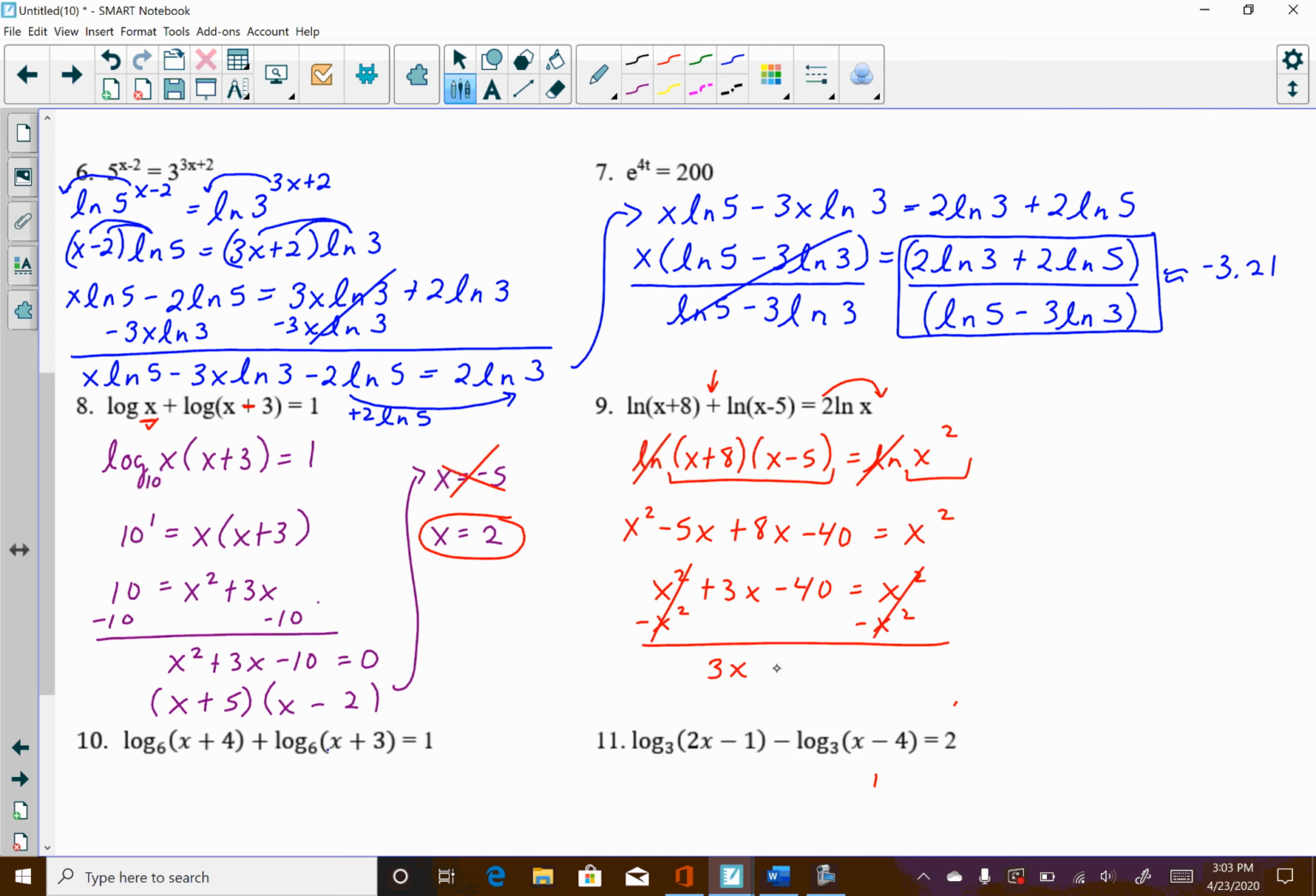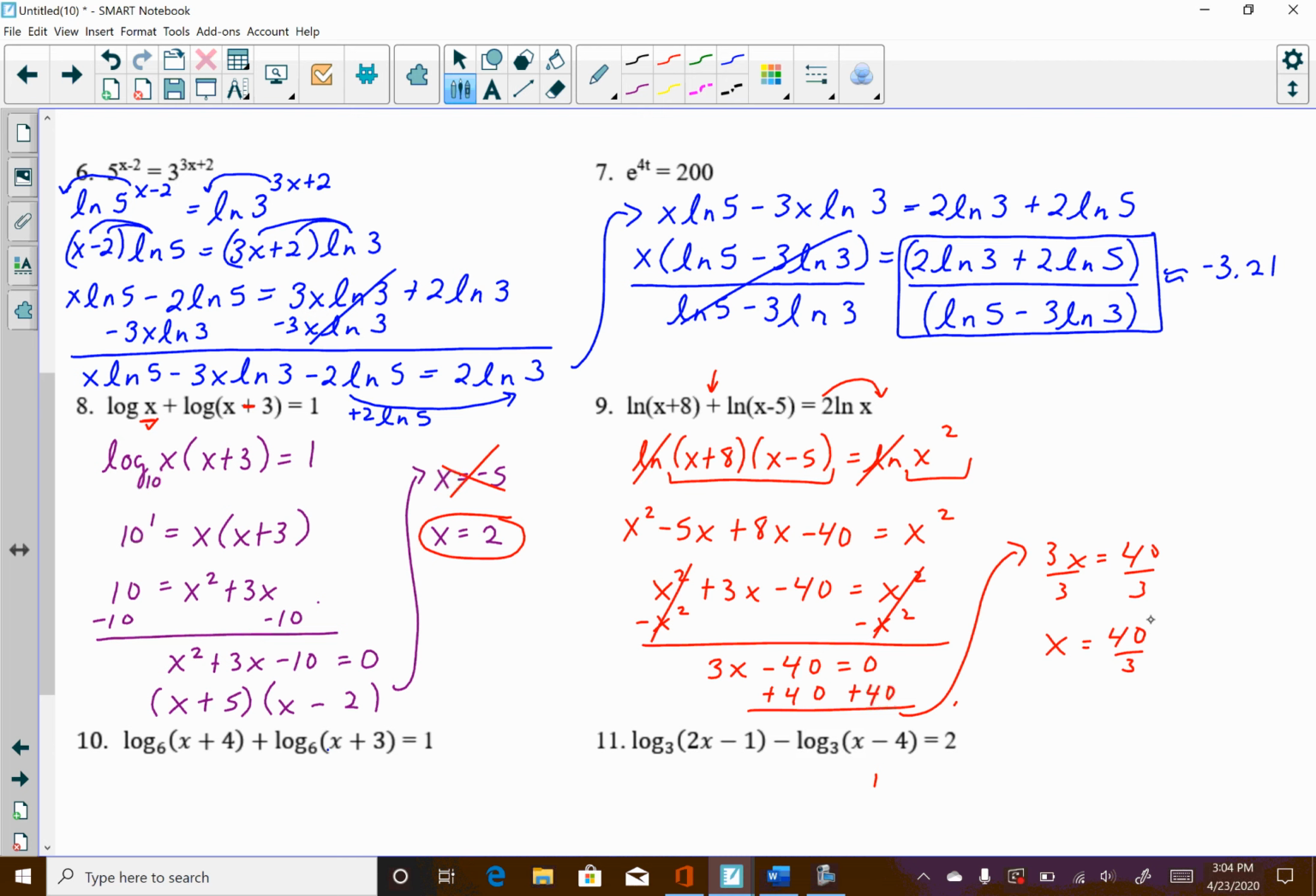We just now have 3x minus 40 equals 0, so we can do a couple steps here and we'll have our x. Add 40 to both sides. So then that leaves us with 3x equals 40. Divide by 3. And so x equals 40/3. Now 40 divided by 3, I believe that's 13 1/3.